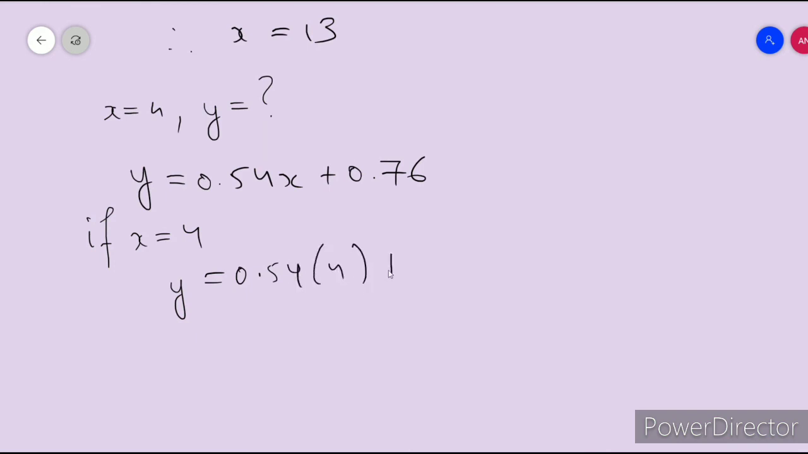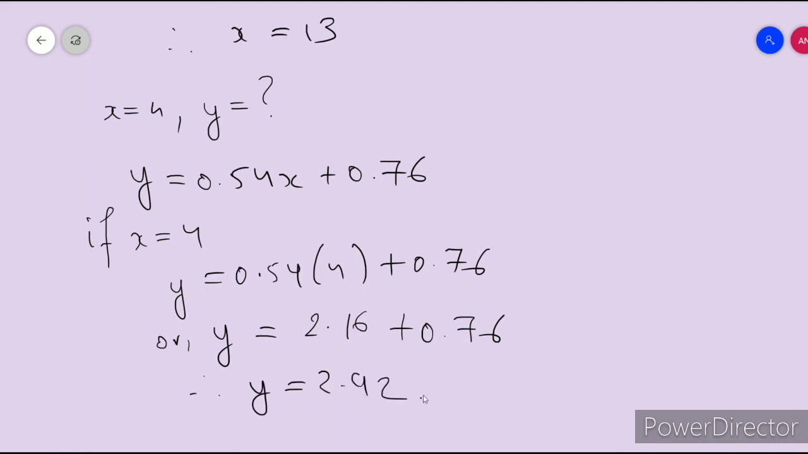0.54 into 4 plus 0.76, or y is equal to 0.54 into 4, which is 2.16, plus 0.76. So your y value is equal to 2.92. So this is how regression analysis, through the use of regression equations, helps us to predict the values of variables, or to predict the value of one variable based on the value of another variable.